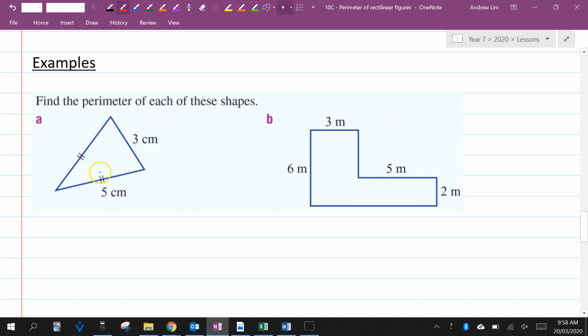Now, here, these 2 lines indicate that this side is equal in length to this side because that side also has 2 lines. Therefore, this top side is also 5 centimeters. So the perimeter of this is just 5 plus 5 plus 3, which is 13 centimeters.